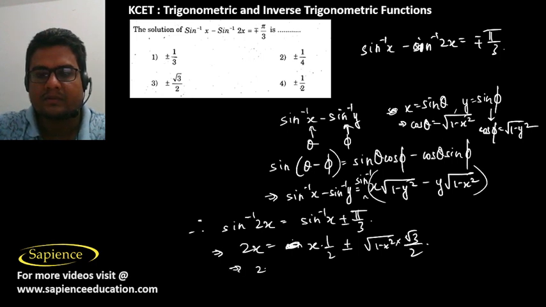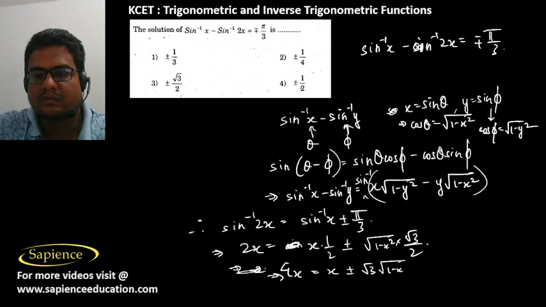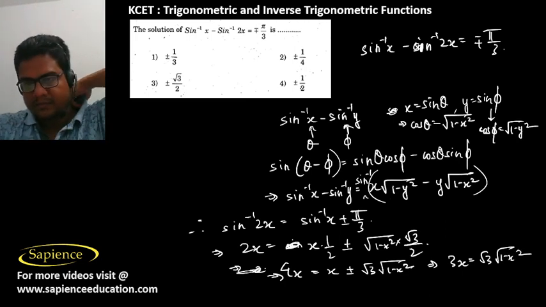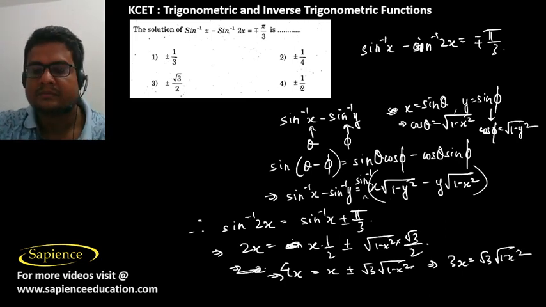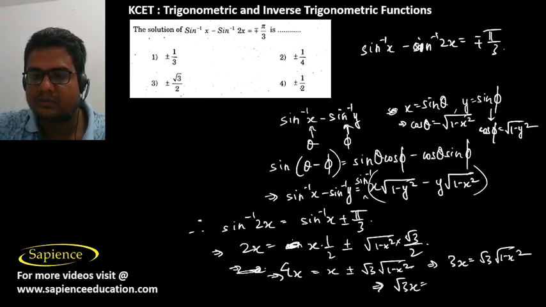So we can write this as 4x equal to x plus or minus root 3 into root over 1 minus x square. It means we can write 3x equal to root 3 into root over 1 minus x square. Therefore root 3 x is equal to root over 1 minus x square.